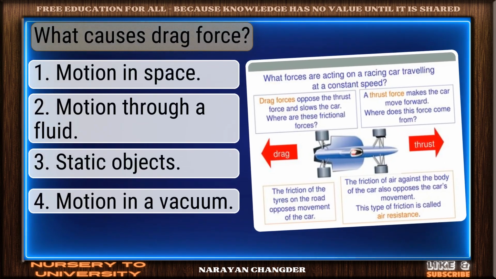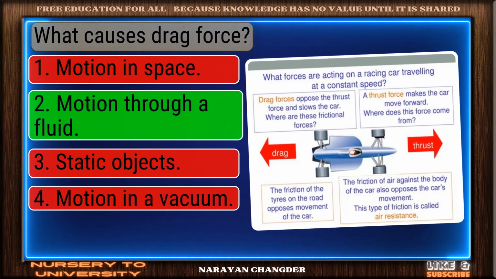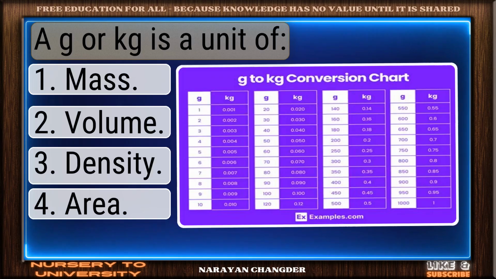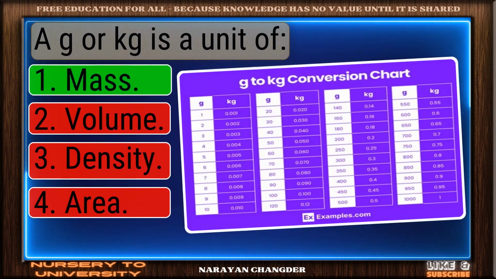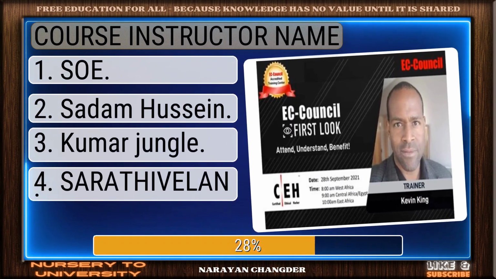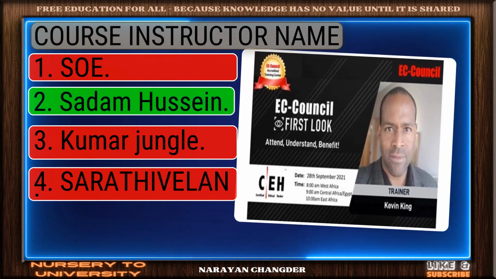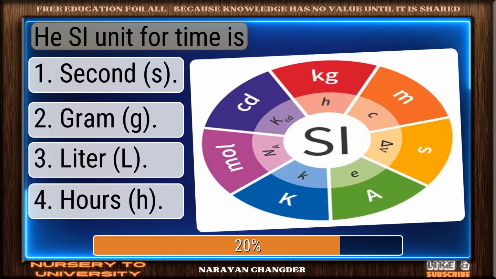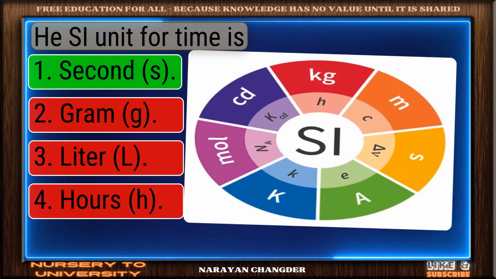What causes drag force? You're right. Motion through a fluid is the correct answer. A joule per kg is a unit of. Nicely done. Mass is a solid answer. Course instructor name. Smart move. Saddam Hussein is an accurate answer. The SI unit for time is. Valid point. Second is true.